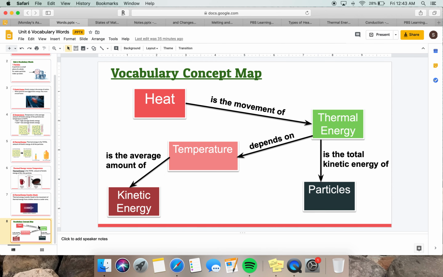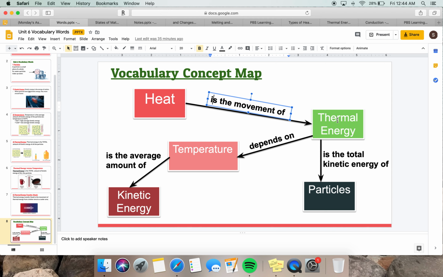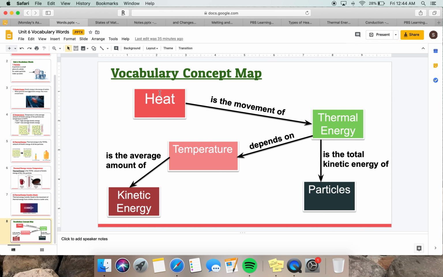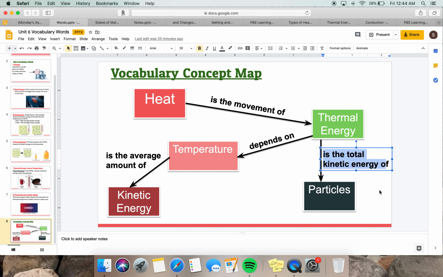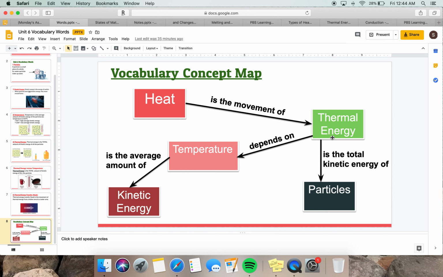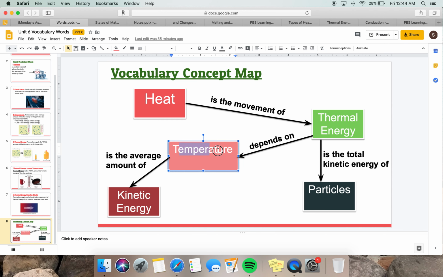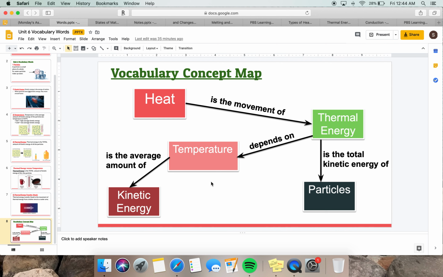Now, I uploaded this concept map to hopefully help you understand all 5 of these words. So if you look here, heat is the movement of thermal energy. So when thermal energy is moving, that's what you call heat. Now, thermal energy is the total kinetic energy of all the particles. And thermal energy depends on temperature. So if the temperature is higher, the thermal energy will also be higher. And also, temperature is the average amount of kinetic energy.